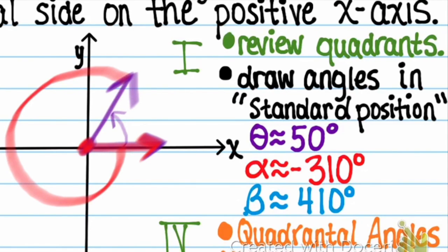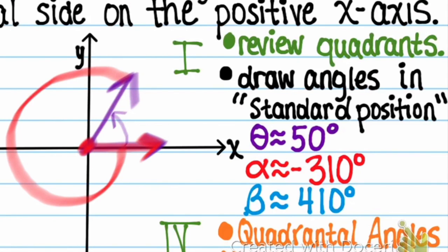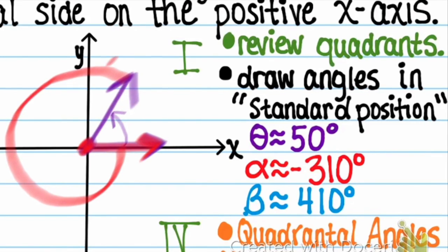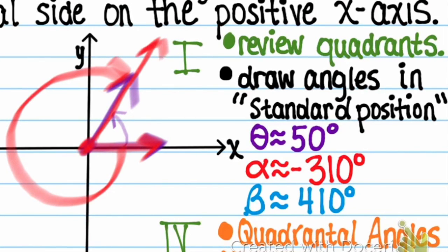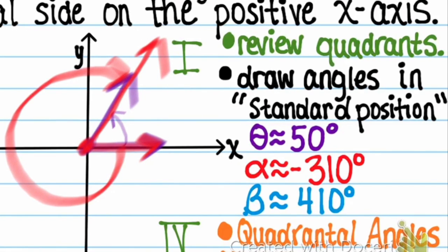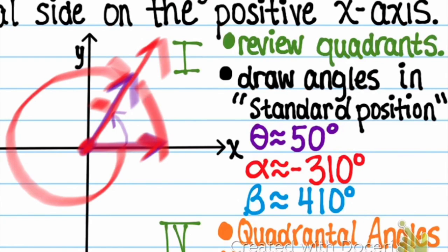Each quadrant represents a 90-degree angle. Since 40 plus 50 is 90 degrees, my purple angle of 50 degrees and my red angle of negative 310 degrees will actually terminate in the same place. When two or more angles terminate in the same place, we call those coterminal angles. So the angle measure between the y-axis and the terminal side of these angles was 40 degrees, and between the x-axis and the terminal side of these angles was 50 degrees, which added to make 90 degrees.